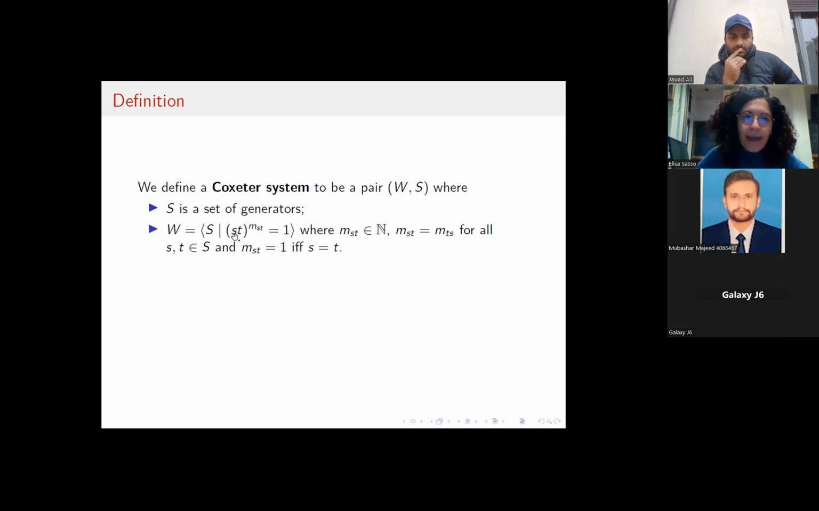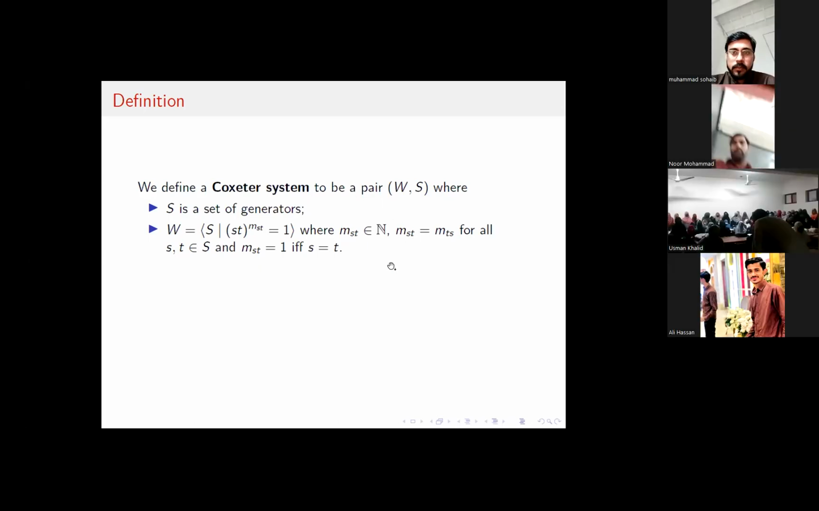It means that we multiply S and T, which are two elements of the set S, to the power of m_ST, which is a natural number. And m_ST is equal to m_TS, and m_ST is equal to 1 if and only if S and T are equal. You can imagine these numbers as the entries of a symmetric matrix with all ones on the diagonal. Here you have the symmetry from m_ST equal to m_TS, and you have the ones on the diagonal thanks to this other condition. Okay, so this is the presentation of the group.